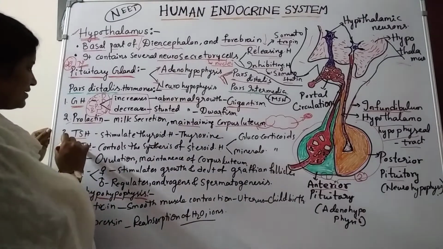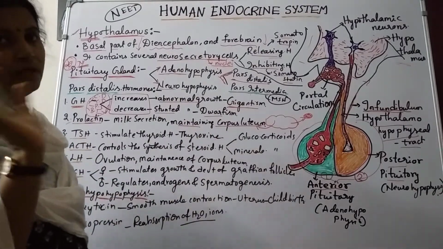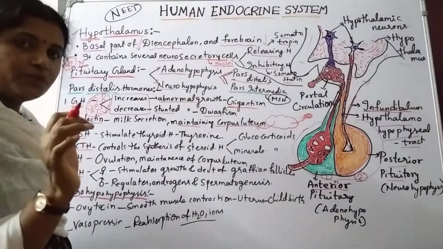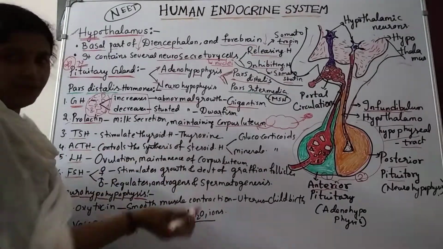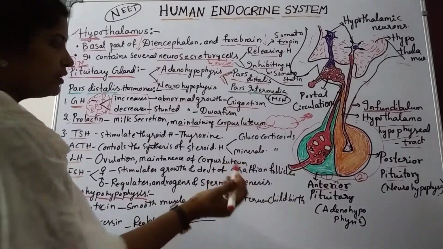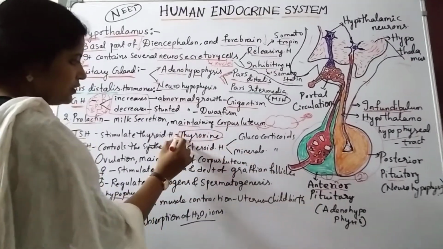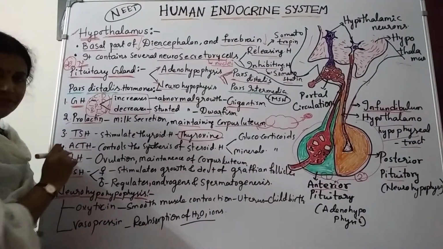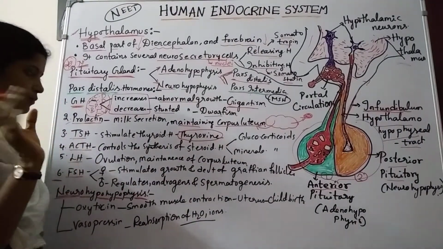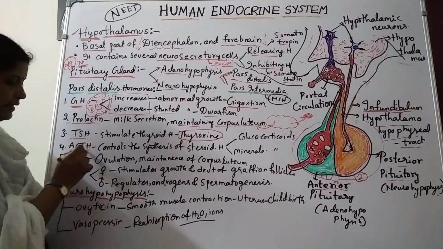సో నెక్స్ట్ TSH, థైరాయిడ్ స్టిమ్యులేటింగ్ హార్మోన్. థైరాయిడ్ స్టిమ్యులేటింగ్ హార్మోన్ means it stimulates the thyroid hormones. Thyroid hormone, for example, thyroxine is going to be stimulated by the TSH, thyroid stimulating hormone.